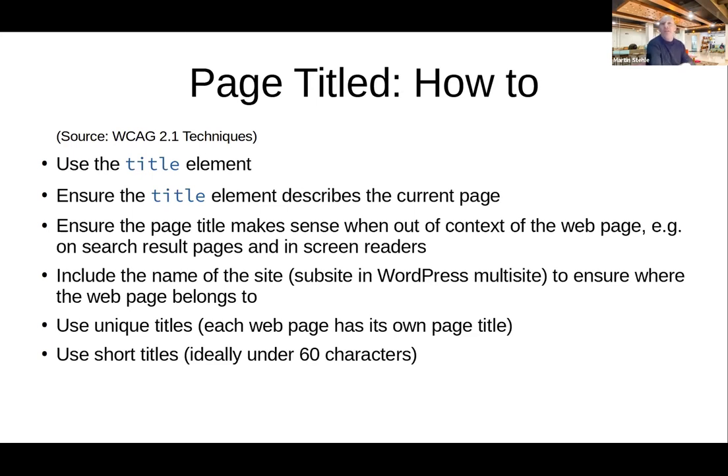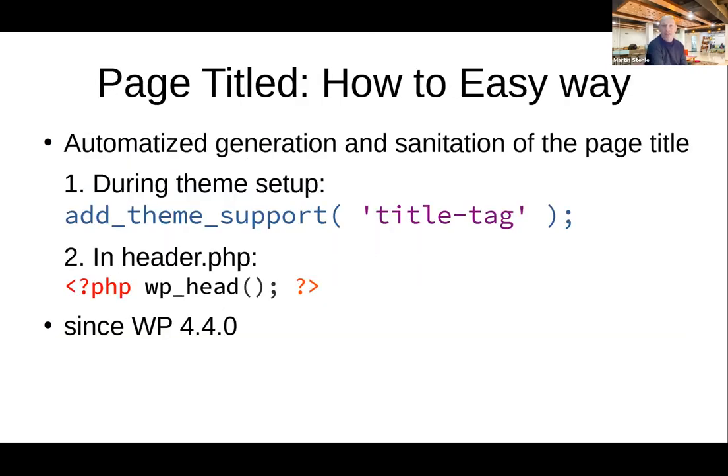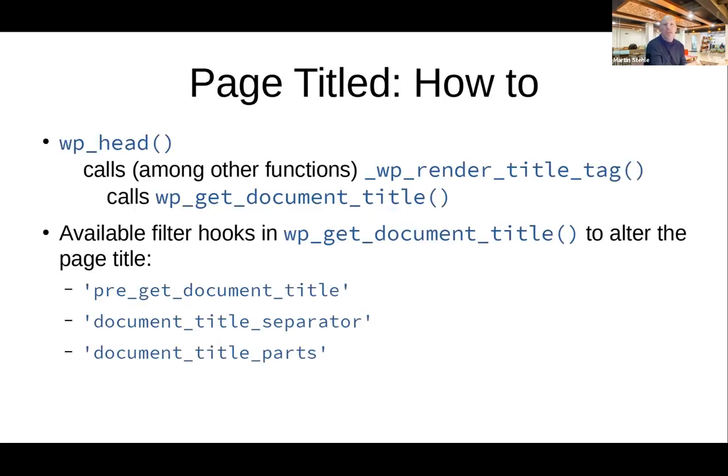And WordPress, again, provides a useful function for that. You only need to add the theme support of the title tag during the theme setup in the functions.php. And in the header.php, you just call the function wp_head. And WordPress will do the rest for you. Why is that possible? Because this wp_head calls a function which prints out the title element, and this function calls another function which renders the document title.